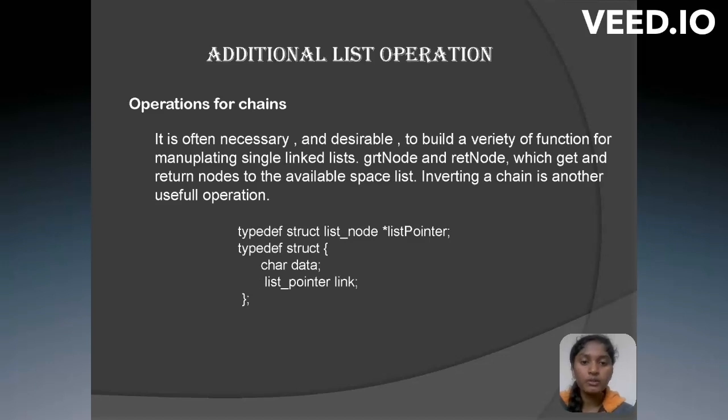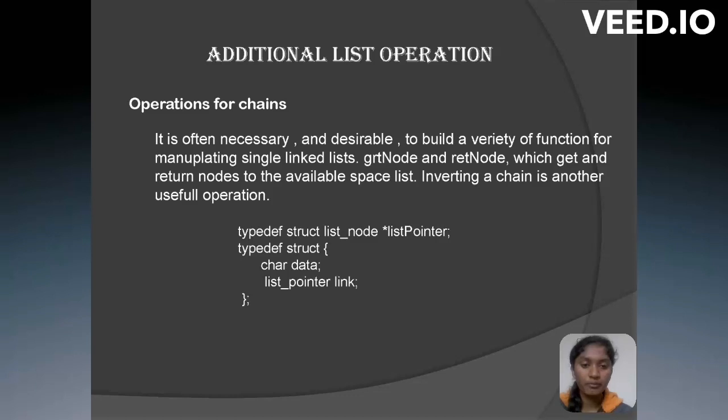It is often necessary and desirable to build a variety of functions for manipulating singly linked lists, which get and return nodes to the available space list. Inverting a chain is another useful operation. This is a basic program for operations of a chain.